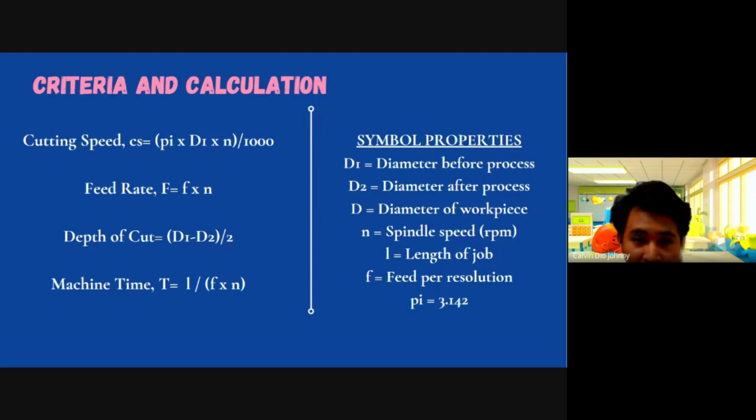So the D1, as you can see on the right part of our slide, is symbol properties. D1 is the diameter before process, D2 is the diameter after process, D is the diameter of workpiece, and N is the spindle speed. L is the length of job, F is the feed per revolution, and pi is 3.142.